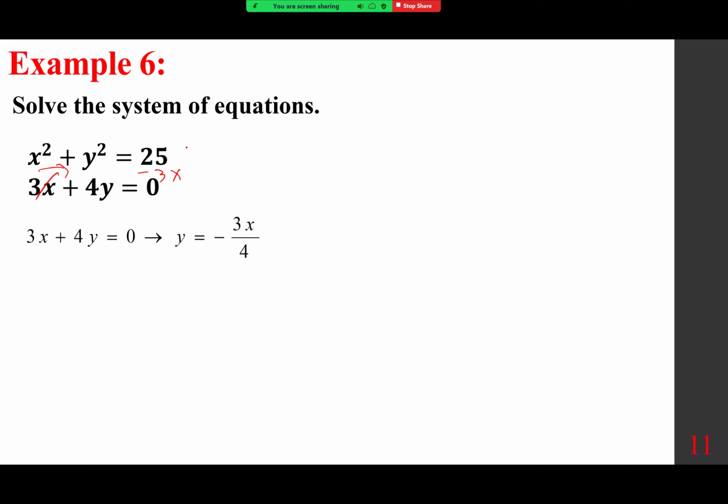Now we are ready to move on with the first equation. x squared, so be it, and replace the y with negative 3x over 4, raised to the power of 2 equals 25. You are going to solve this equation. So x squared is fine. This one is plus 9x squared over 16, and the right side doesn't change.